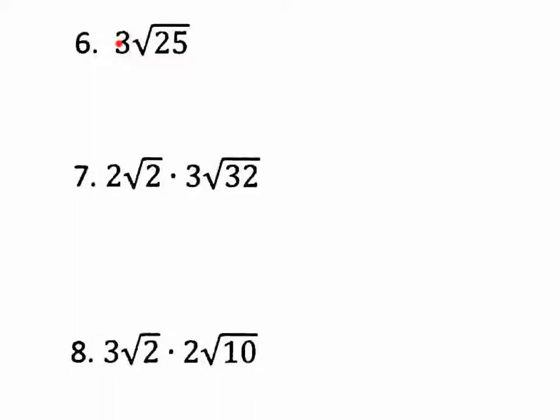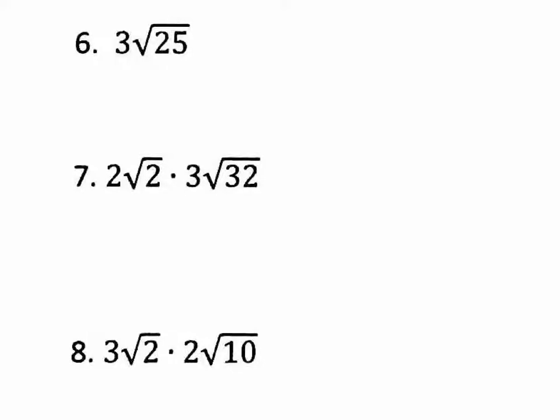If you have a number outside of your radical, first just deal with the radical, and then whatever is on the outside of the radical, multiply it by 3. Because after all, this does say 3 times the square root of 25. 3 times 5. Yeah, so it's really 3 times 5, which is 15, right?